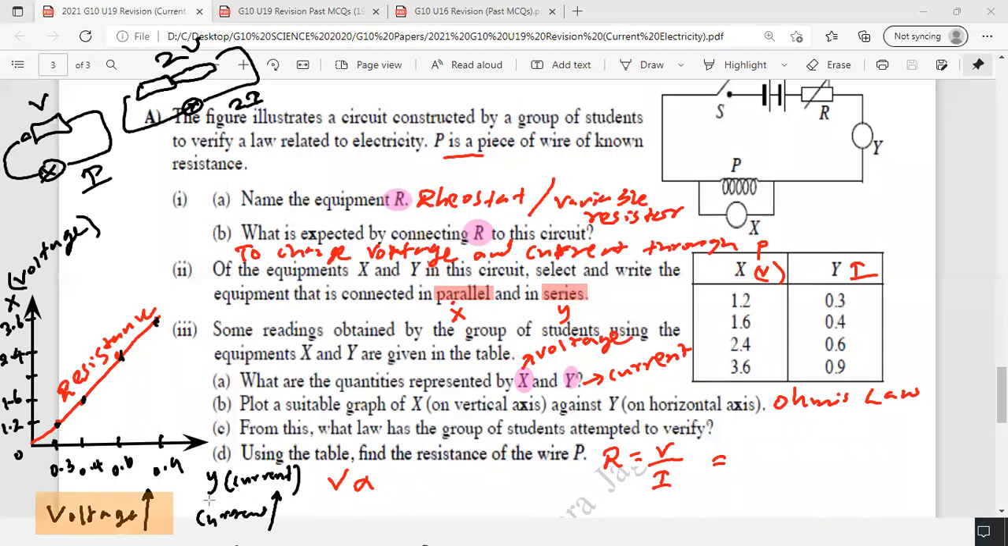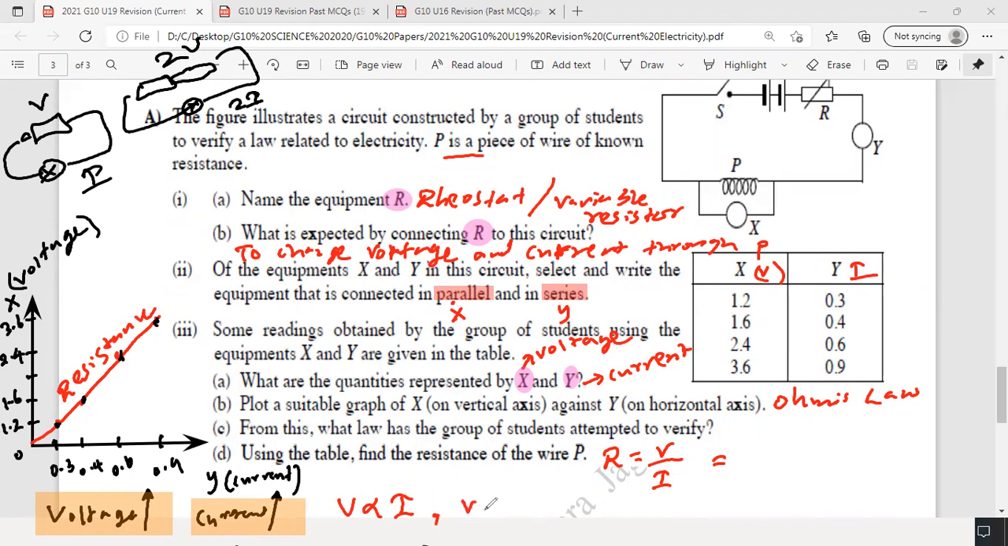So it's like the velocity time graph, but there we call it uniform acceleration and here we call it uniform resistance, constant resistance. But there's one condition they haven't asked here. Ohm's law is valid under one condition only: V is directly proportional to I only at constant temperature. Temperature should be kept constant.